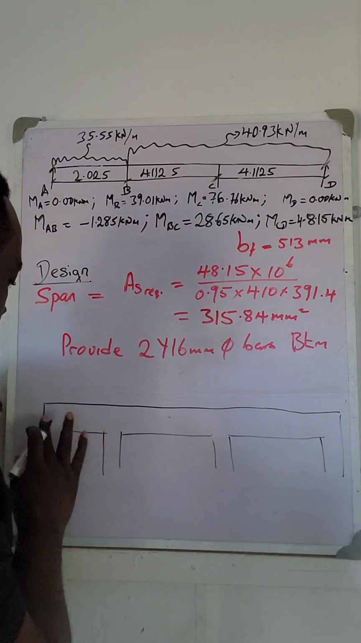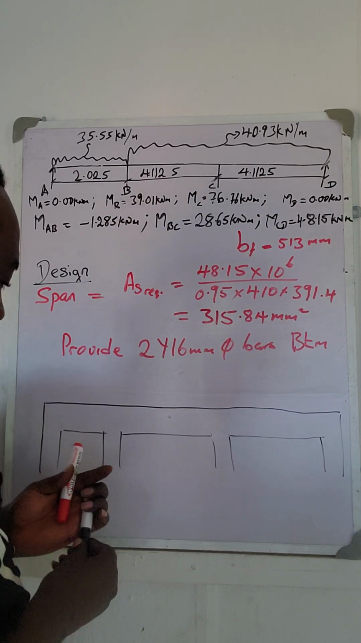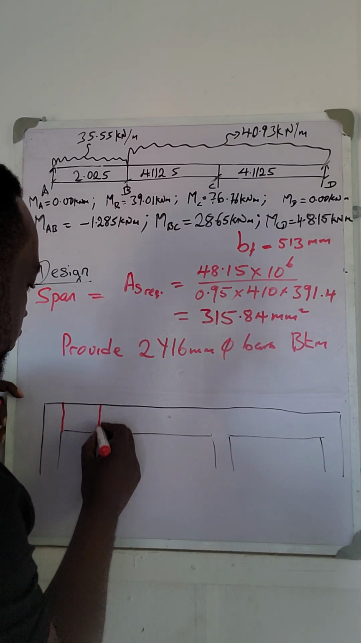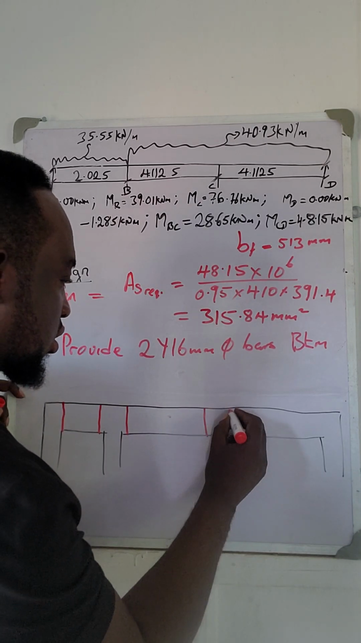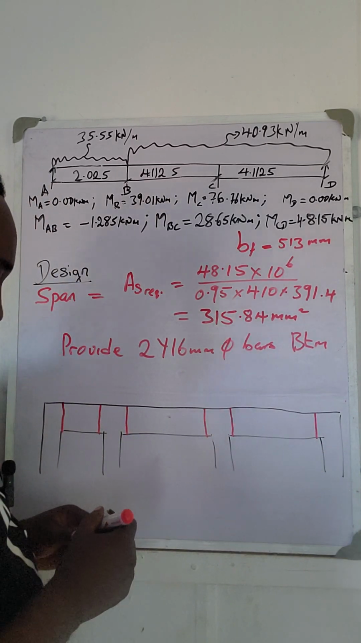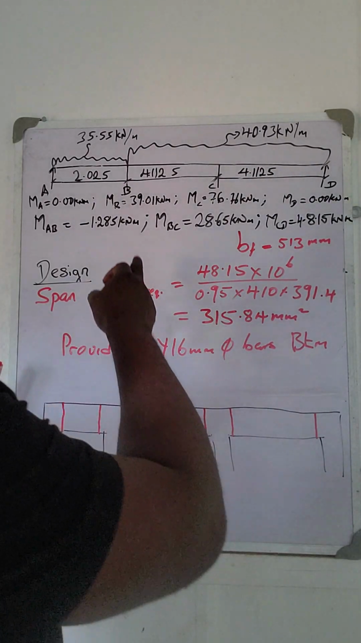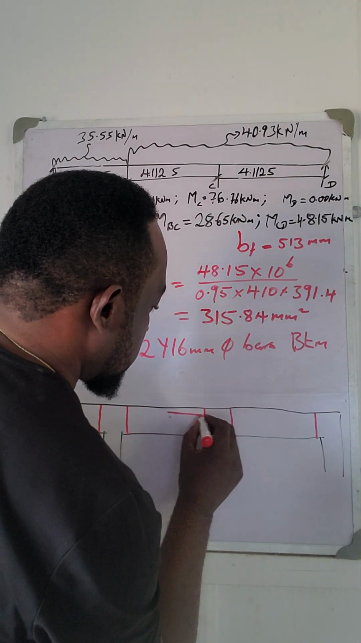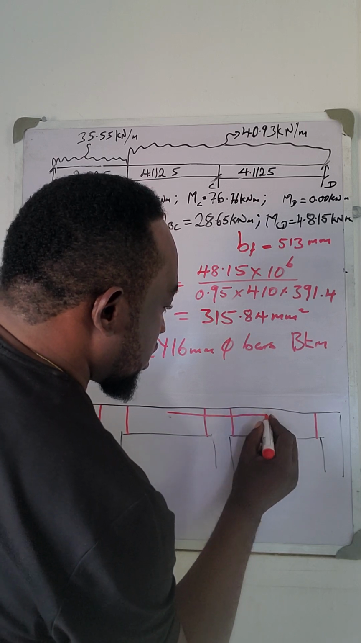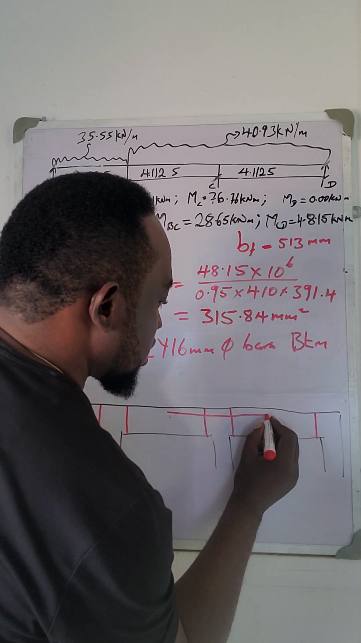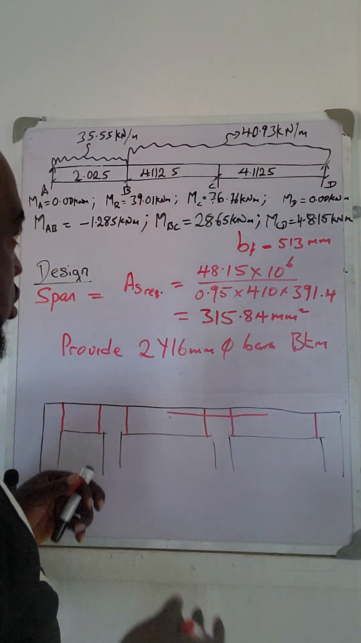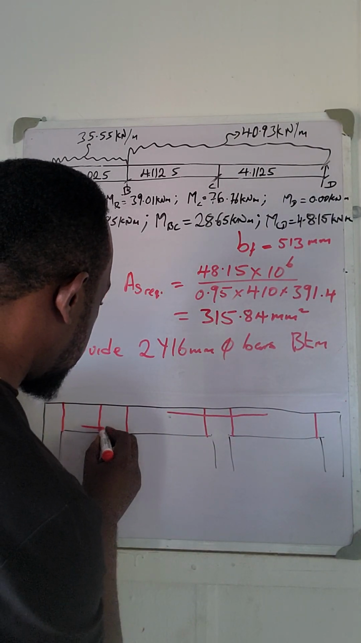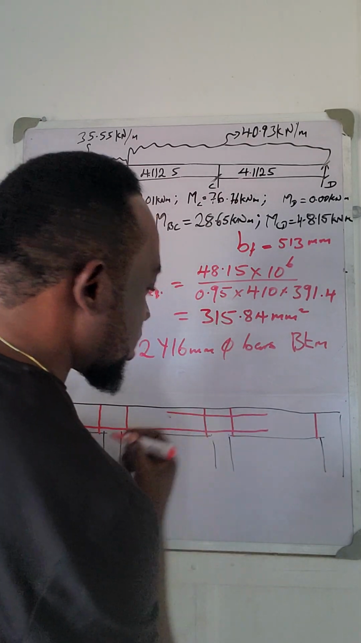Okay. Now this is our stirrup. From here to here stirrup. From here to here stirrup. And here stirrup. And we said the top reinforcement here is 3Y16. Top reinforcement here is 3Y16. So then the bottom reinforcement here is 2Y16. Okay. The bottom reinforcement here is 2Y16.